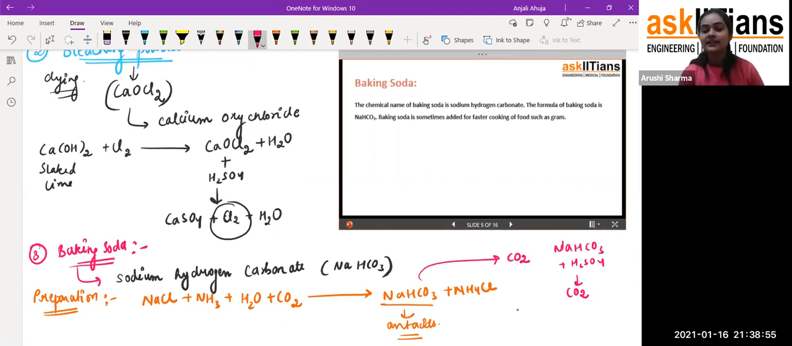And one is written here that the baking soda is sometimes added for faster cooking of food such as grams. So yes, this is a use I forgot to tell you. Now grams, for example, students, if you know what the preparation of that is, the grams. You know what the gram is.